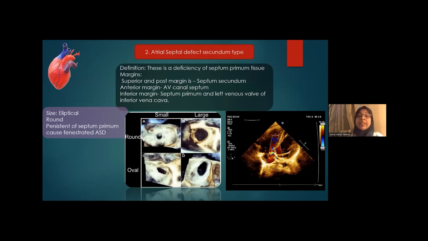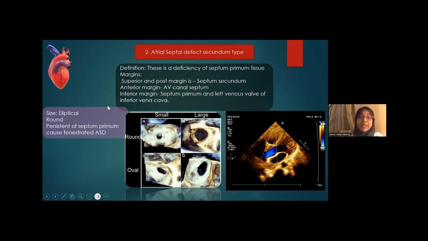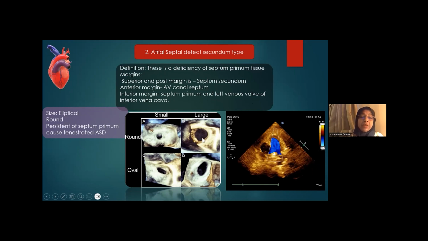The second type of defect in the atrial septum is the atrial septal defect, secundum type. This is a deficiency of the septum primum tissue margin; superiorly and posteriorly it is formed by the septum secundum, and anteriorly by the AV canal septum. The inferior margin is formed by the septum primum and the left venous valve of the inferior vena cava. The size of this ASD may be circular like this one, but it may be elliptical or round. So the size is variable, not always circular.